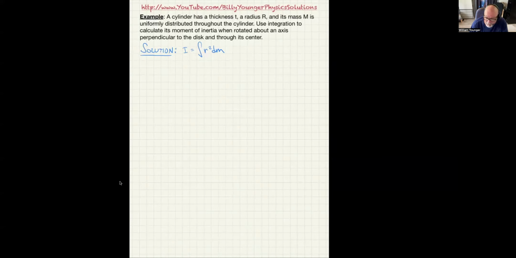For instance, if you had a macroscopically different r from one edge of the dm to another edge of the dm, then you'd actually have to do some other process to find out what the best representative r is for that, like an averaging process. So you just want to make sure you choose your dm's appropriately.